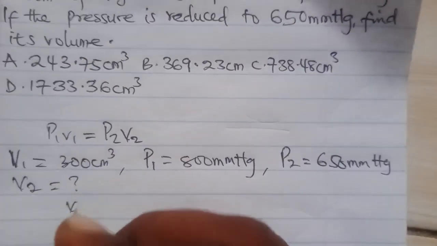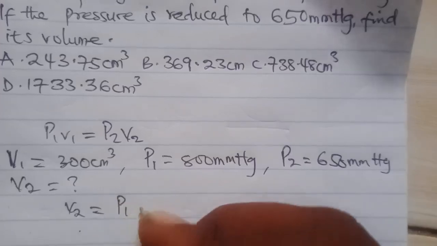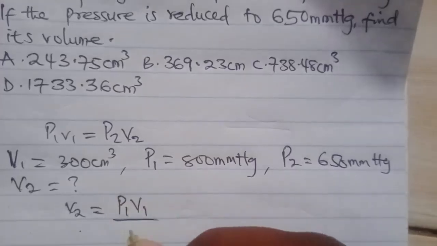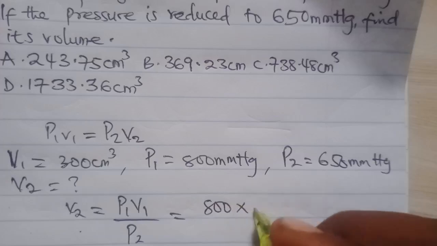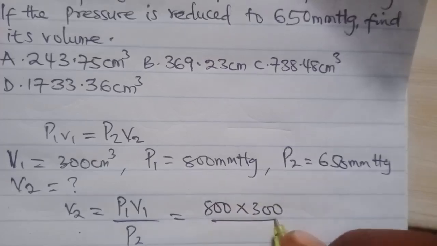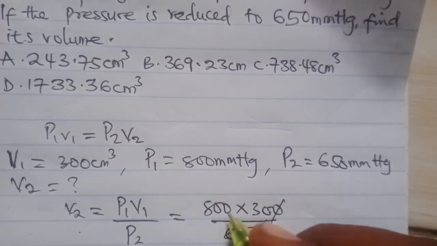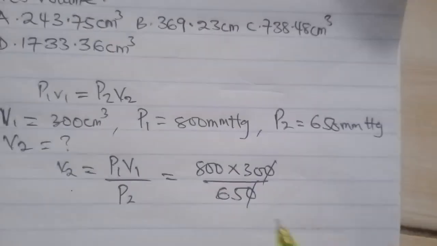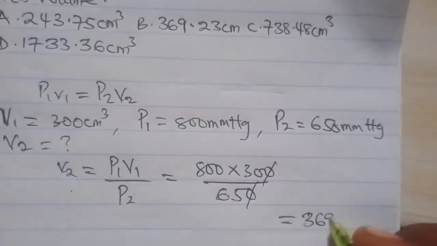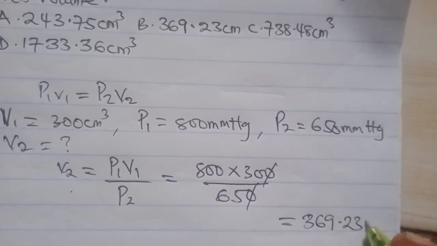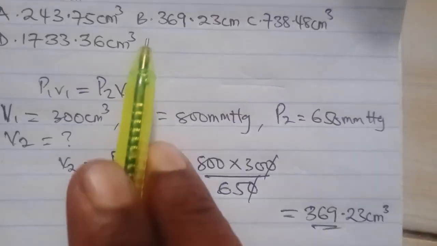So we make V2 the subject of the formula, which gives us P1V1 over P2, which will be 800 times 300 divided by 650. What we're going to get is 369.23 cm³. So the option is option B.